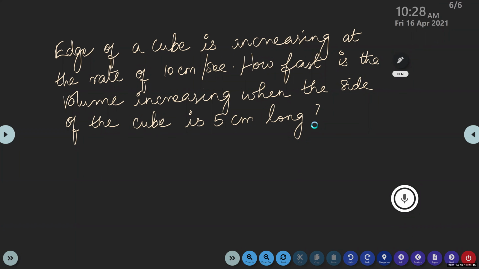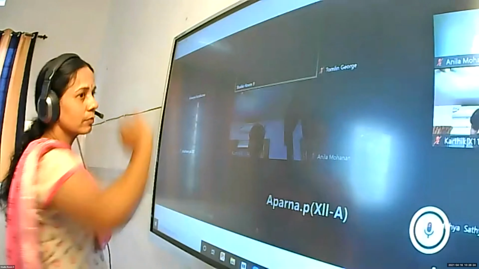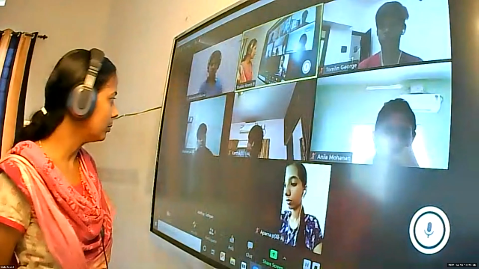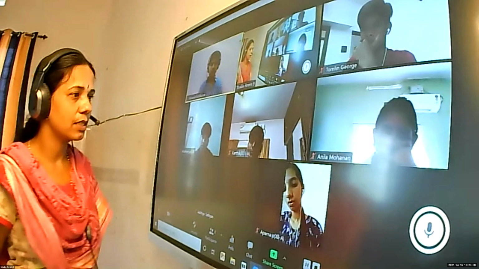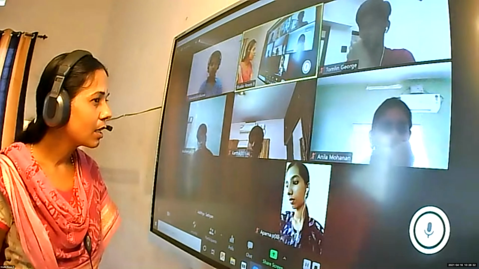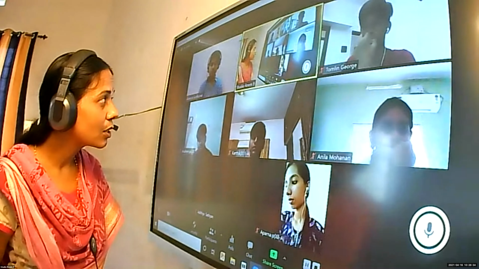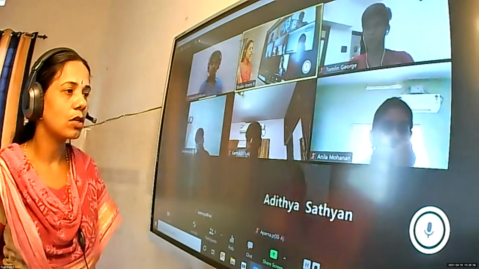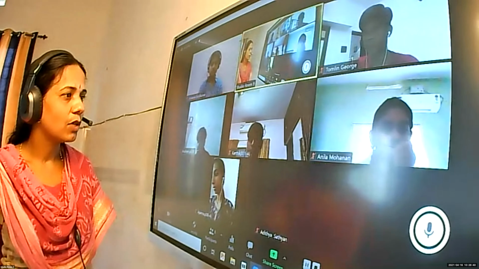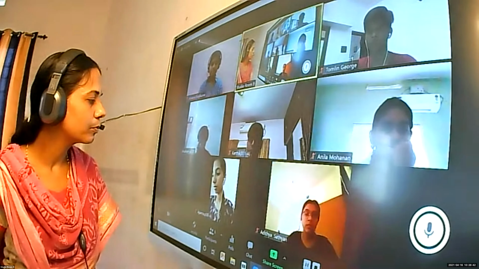So listen to this question. What is given here? We know cube. What are the features we know about a cube? What can you say about a cube? All sides are equal, isn't it? Each face of a cube is a square. All sides are equal. What about the surface area of a cube?